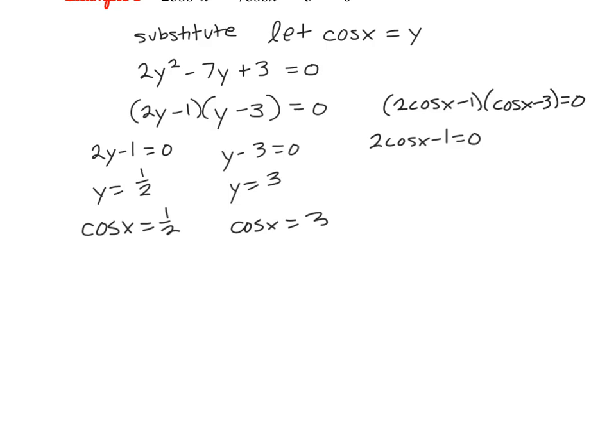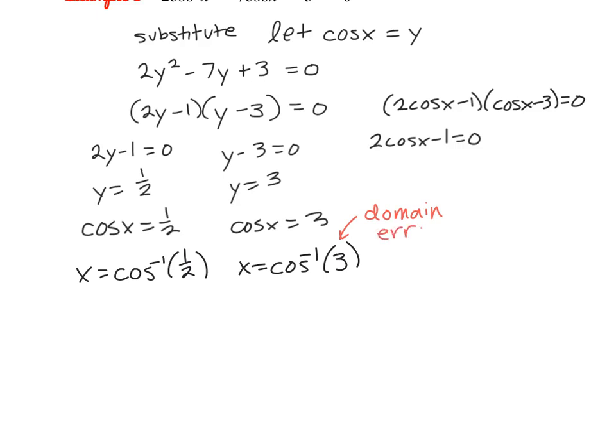So once you get down to here, we can use our inverse function. So x equals the arc cosine of 1/2, and x equals the arc cosine of 3. So hopefully you notice right off the bat that this is a domain error.